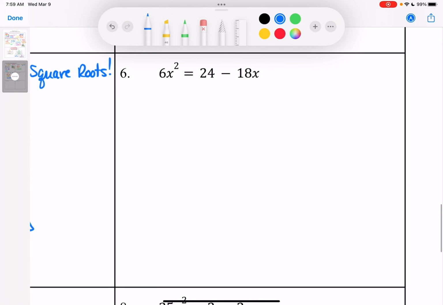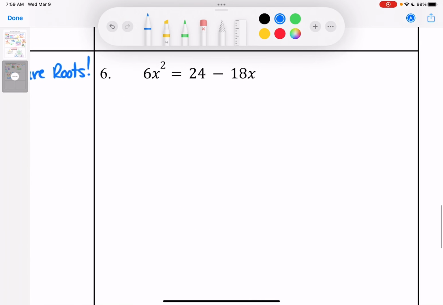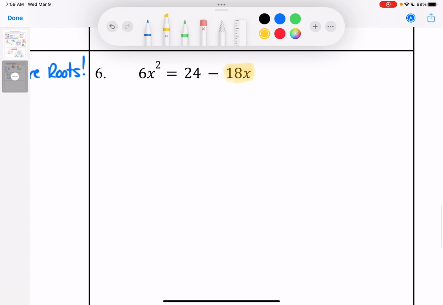Now let's look over here at number 6. I've got 6x squared equals 24 minus 18x. So big question is there a plain x term? There is this time. Negative 18x, right? So this one has to be solved with factoring. So again, when I'm going for factoring, that means I need to get it into standard form. Now, I always want that x squared term to be positive, right? So my 6x squared is on the left, which means I'm going to move the other two terms that direction. So I'm going to add 18x.